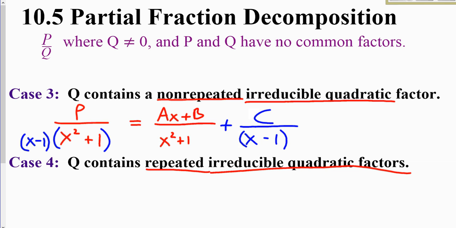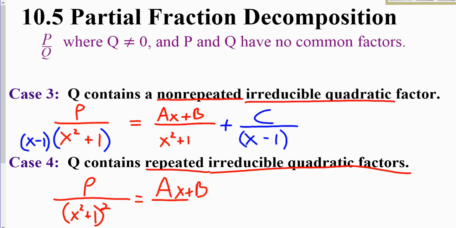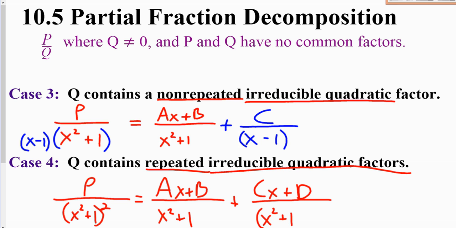Case 4. Well, we have repeated irreducible. So we might have something like p over x squared plus 1, and that's squared. So it's a repeated irreducible quadratic factor. Well, we do this similar to how we dealt with case 2. We're going to have ax plus b over x squared plus 1, and then we're also going to have a linear term up top, cx plus d over x squared plus 1 squared there. And again, it might be included with maybe a linear term like x. So that means that over here we would have to do plus e over x as well.